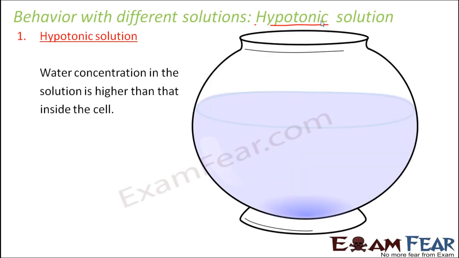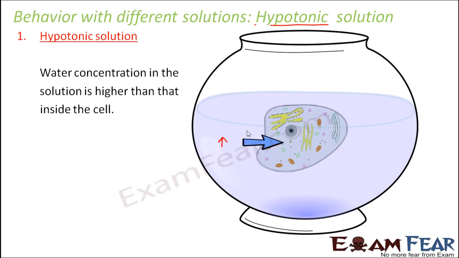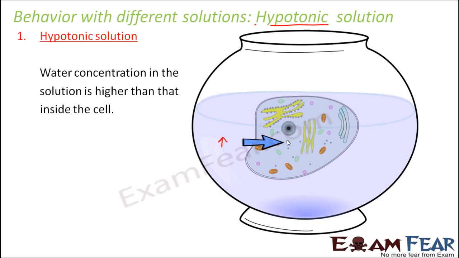Let us suppose this is a container where you have taken the hypotonic solution. Now if you put the cell into this solution, what will happen? The water concentration is more here, so by the process of osmosis, water will start flowing into the cell. As water starts flowing into the cell, the cell will start swelling up.